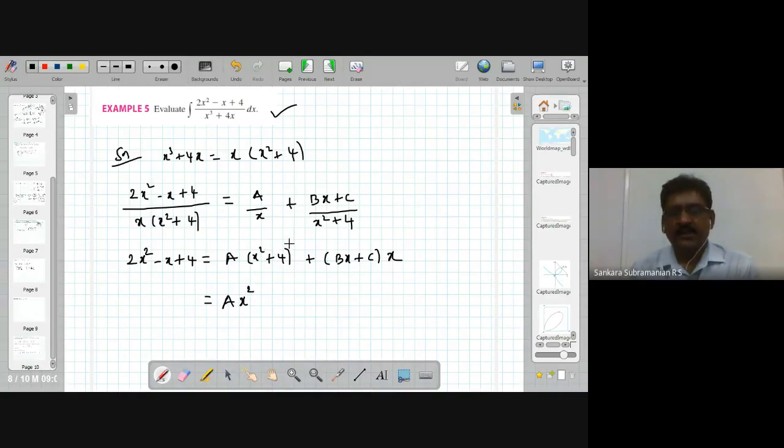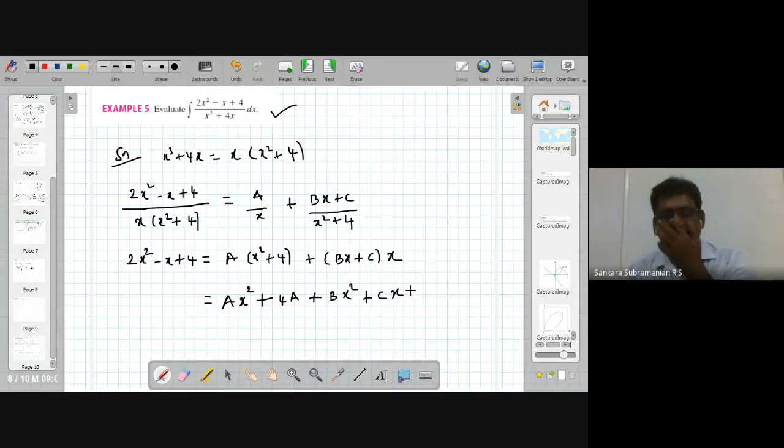So x square term you have, and this is plus 4 times of a, and this is bx square, plus c times of x, okay. So if you see that this is easy, right? You can catch this one.